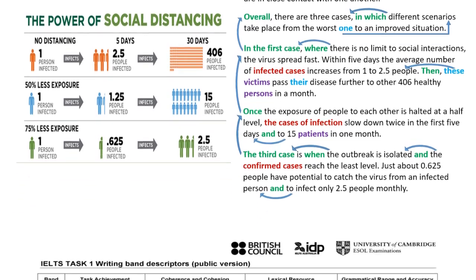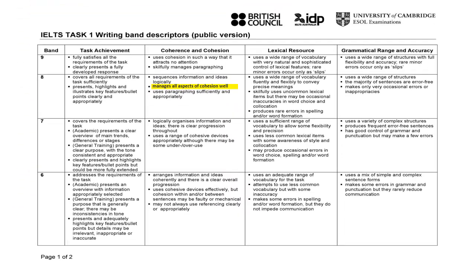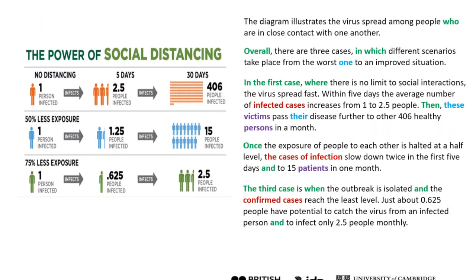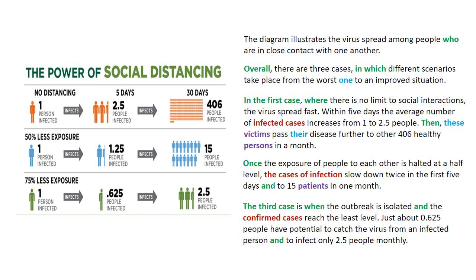In the public version of Writing Task 1, Band Descriptors, it is written that a candidate who manages all aspects of cohesion well gets 8 score for coherence and cohesion. This is one of 4 criteria on which your writing will be evaluated. Cohesion is an important quality of effective academic writing because it ensures that ideas are properly connected and the reader can clearly understand these connections.